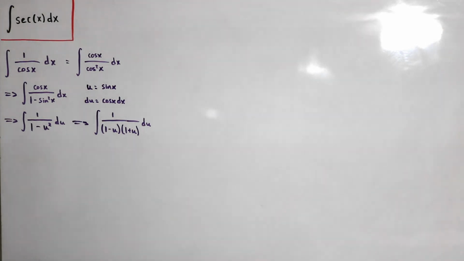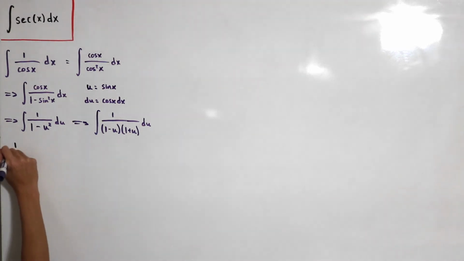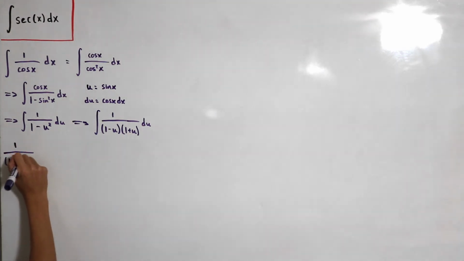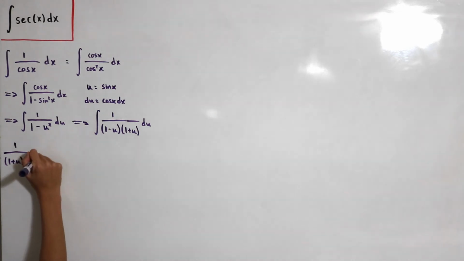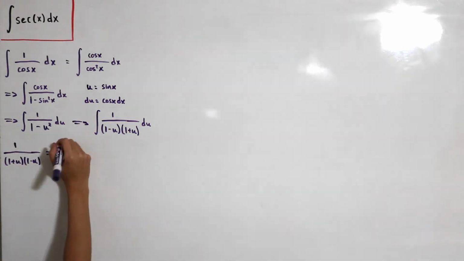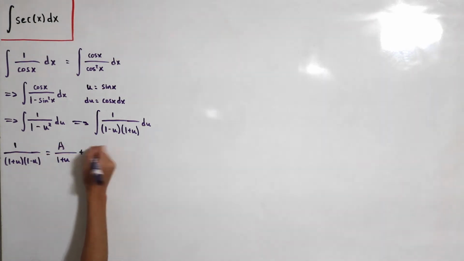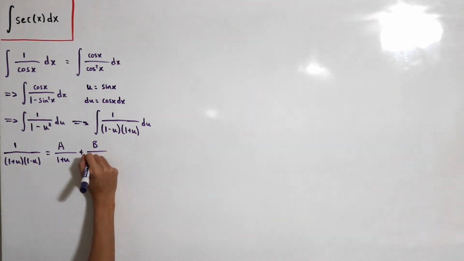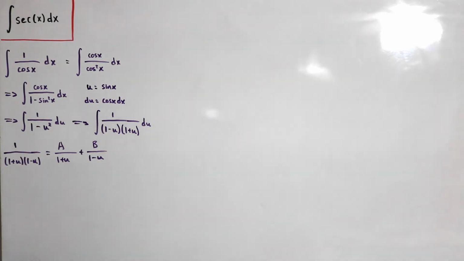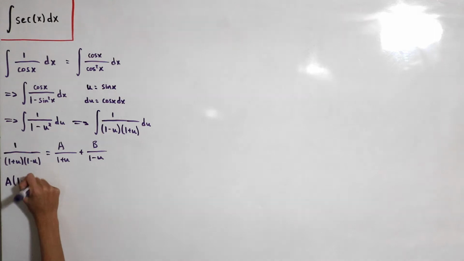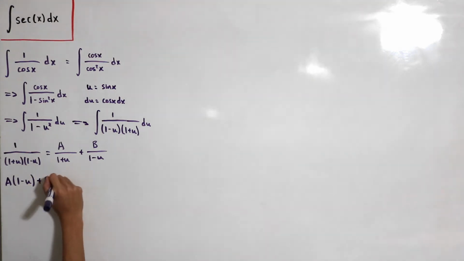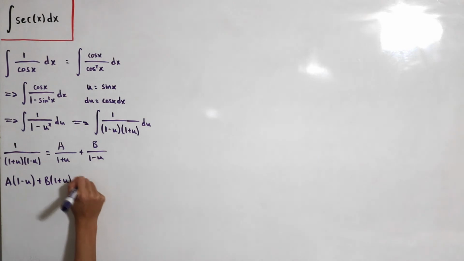What that says is that if we focus on just our integrand, 1 divided by 1 plus u times 1 minus u, then we can define some constant a as the numerator for 1 plus u, then add some constant b for 1 minus u. And you know how to solve the partial fractions. If anything, I can just show the work here. This will be quick, so I'll just do the butterfly method. This will be a times 1 minus u, then we add b times 1 plus u, and then we set that equal to the numerator.